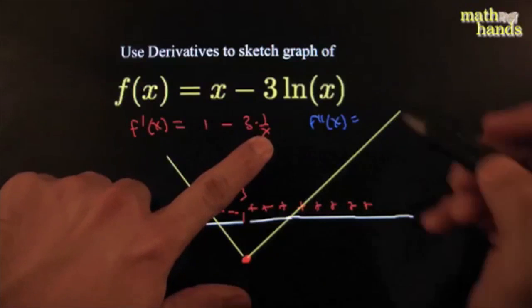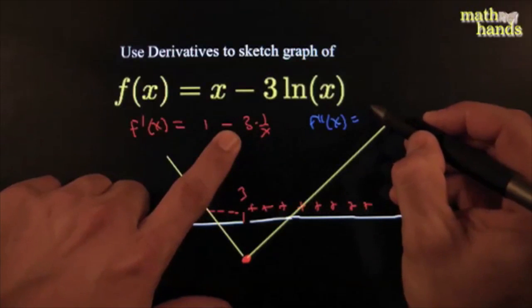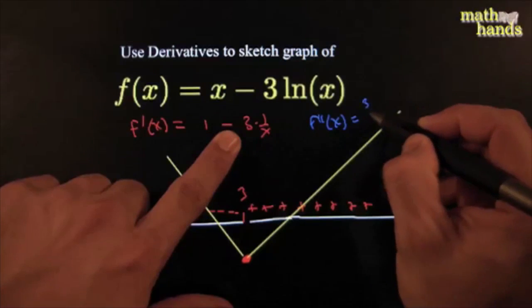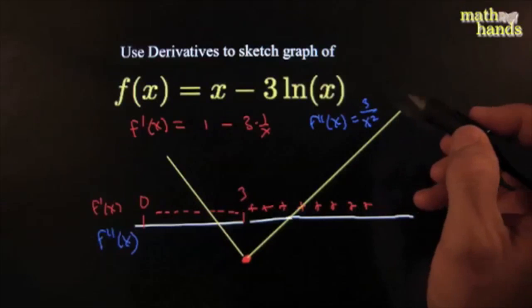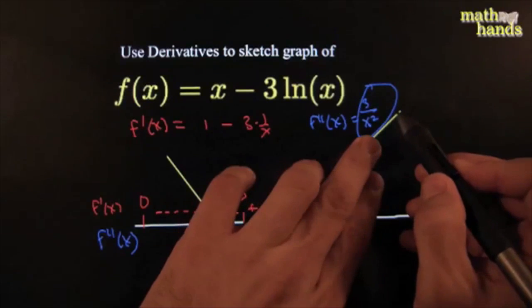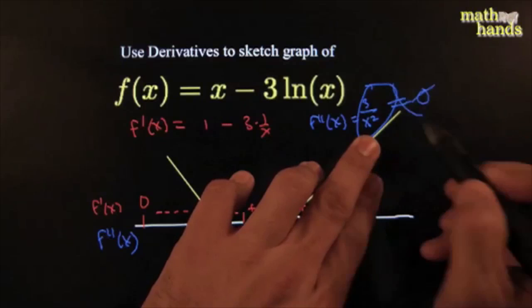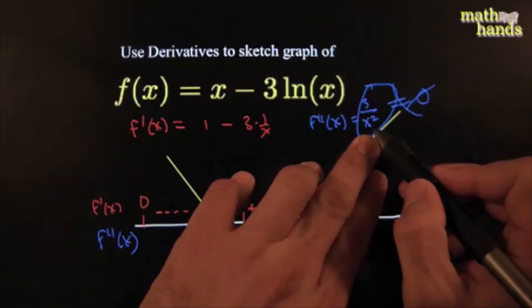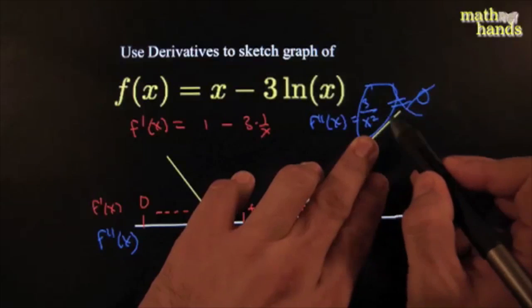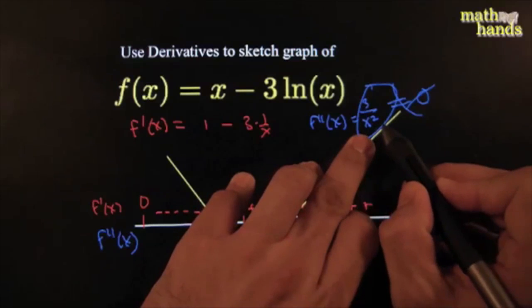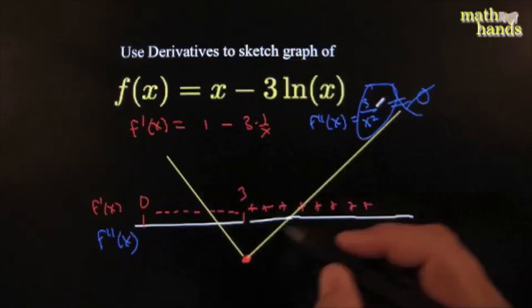The derivative of that is negative 1 over x squared, so that becomes positive 3 over x squared. That is equal to 0 never, no real number. However, it is discontinuous when x is equal to 0. So the only critical point here would be x equals 0.